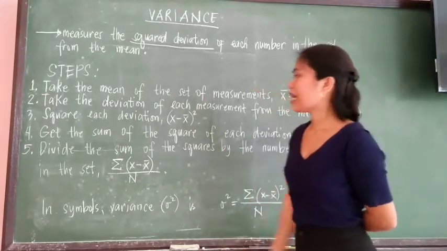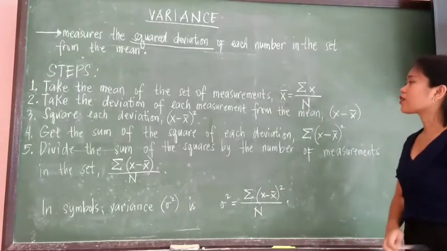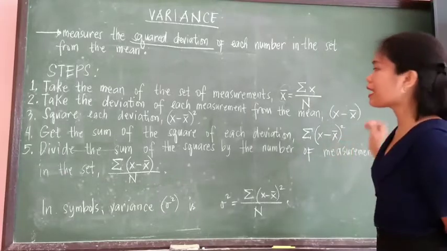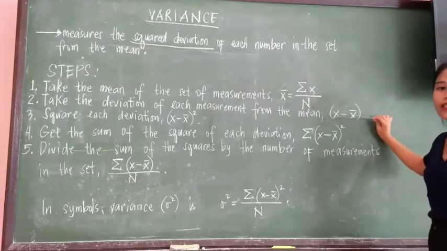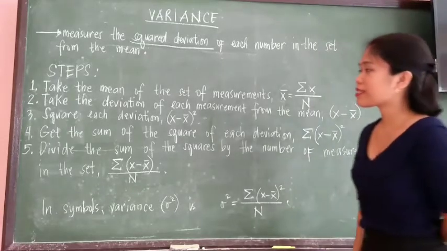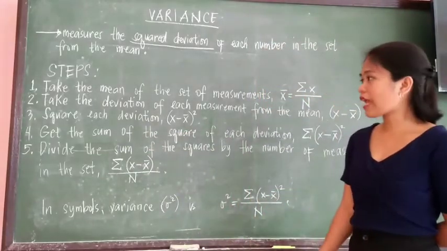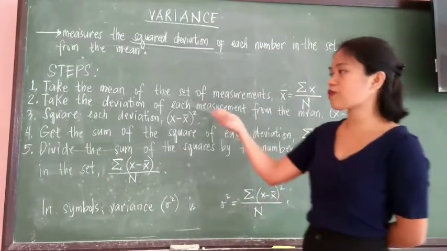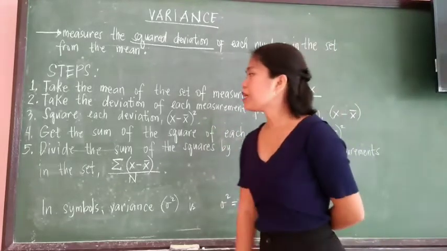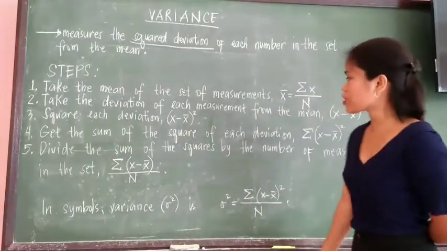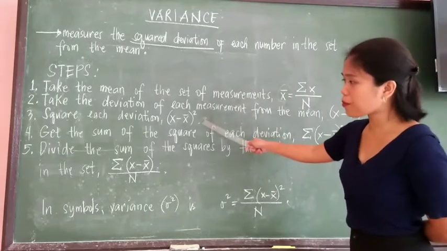Step 2, take the deviation of each measurement from the mean. Okay, that is represented by the expression x minus x bar. Step 3, square each deviation. So whatever result you have taken from step 2, you simply need to square that one. Step 4, get the sum of the square of each deviation. Okay, the result of step 3.